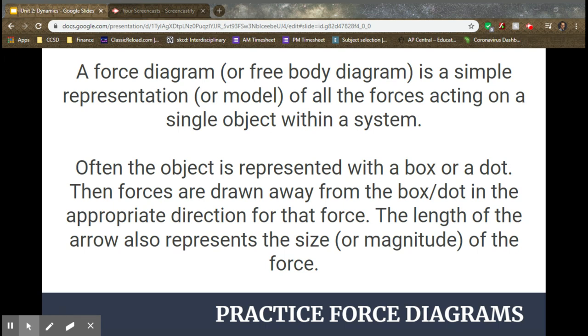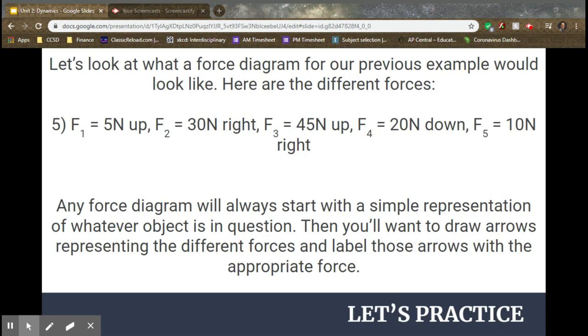We also then will want to label the force. All right. Sometimes we'll label it with a number. Sometimes we'll label it just as force 1, force 2, force of gravity, friction force. It just depends on what the problem is that we're looking at and what it's asking us to do. Okay. So let's look at that number 5 example, and let's do a force diagram for it.